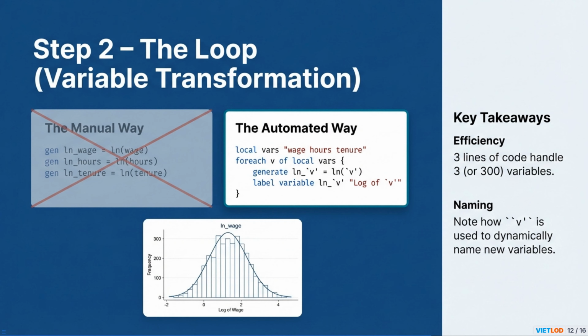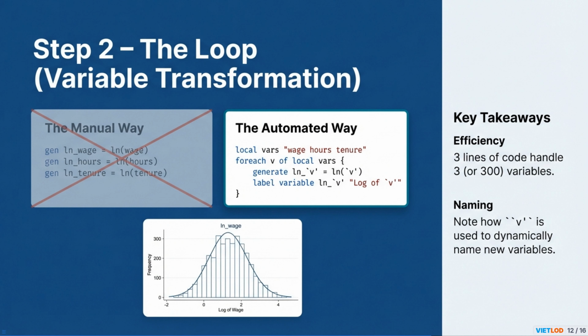The manual way to create log-transformed variables would be to write a generate command for each one. This is inefficient and error-prone. The automated way uses a foreach loop. We first define a local macro vars containing our list of variables. The loop then iterates through this list.